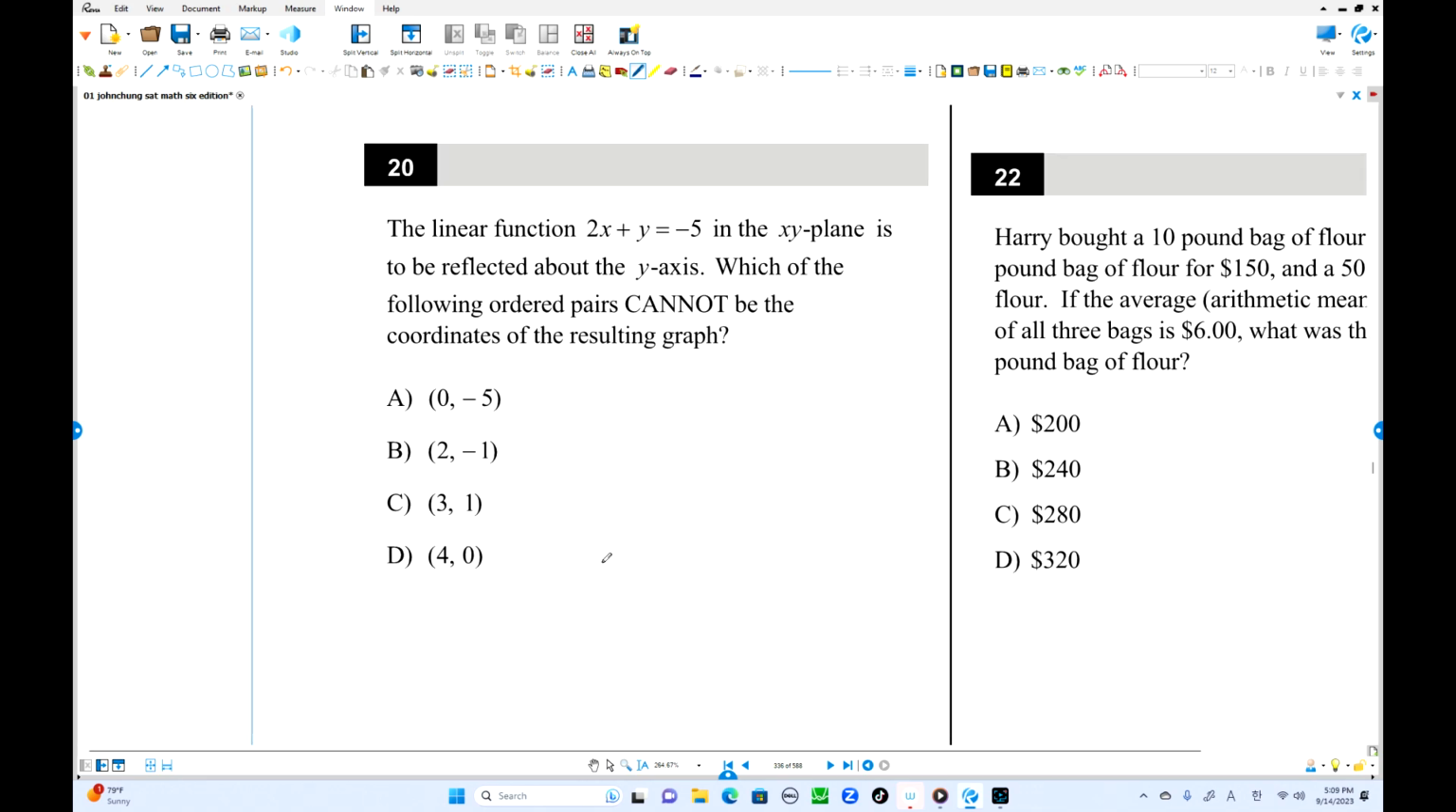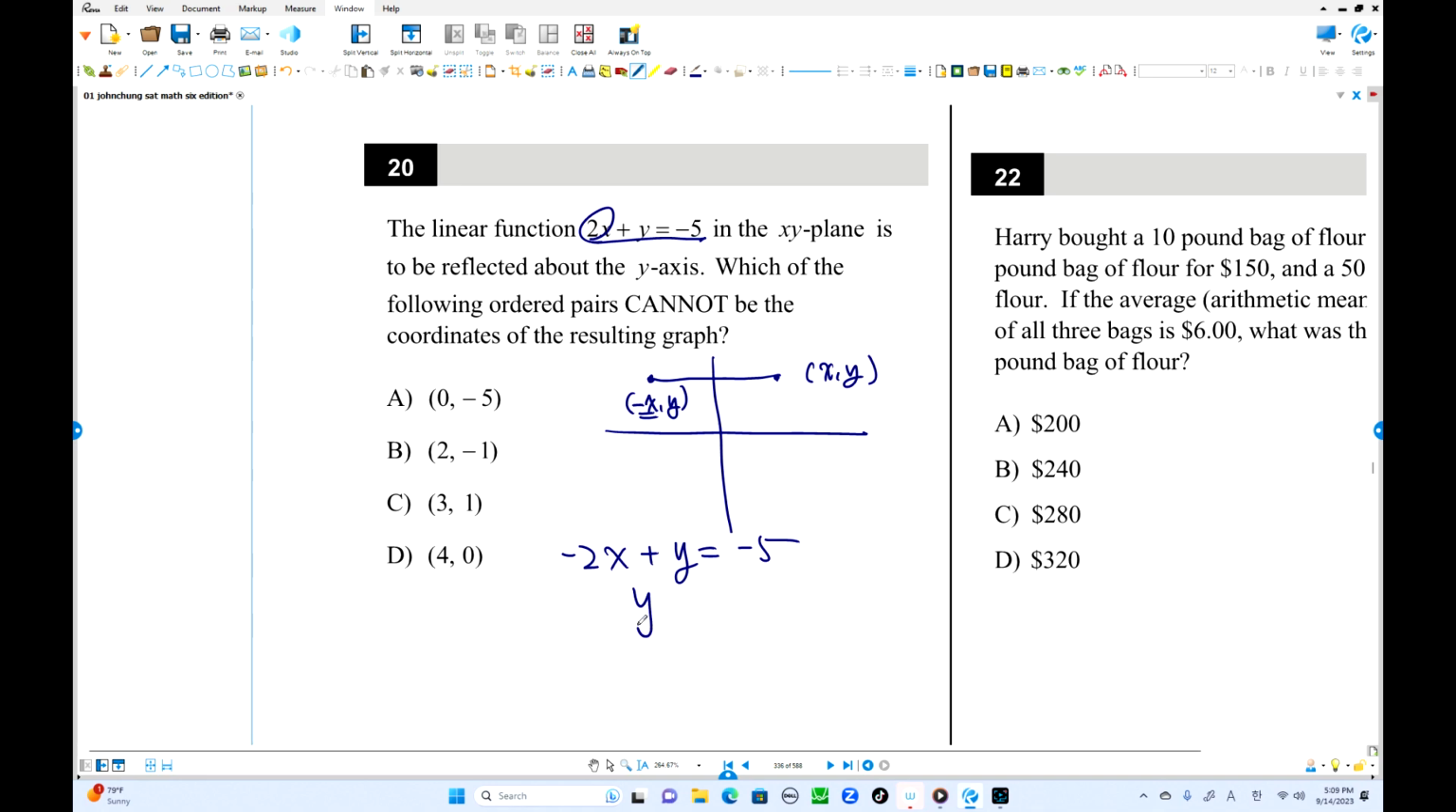This is number 20. The linear function 2x plus y equals negative 5, that is reflected over the x-axis. How does it look? This one is on the y-axis, okay? Reflected over here, it looks like one negative xy, okay? x changes, right? Opposite sign. y doesn't change. x is changed, so that is negative 2x plus y, which doesn't change, equals negative 5. That's the equation of the line reflected in the y-axis.